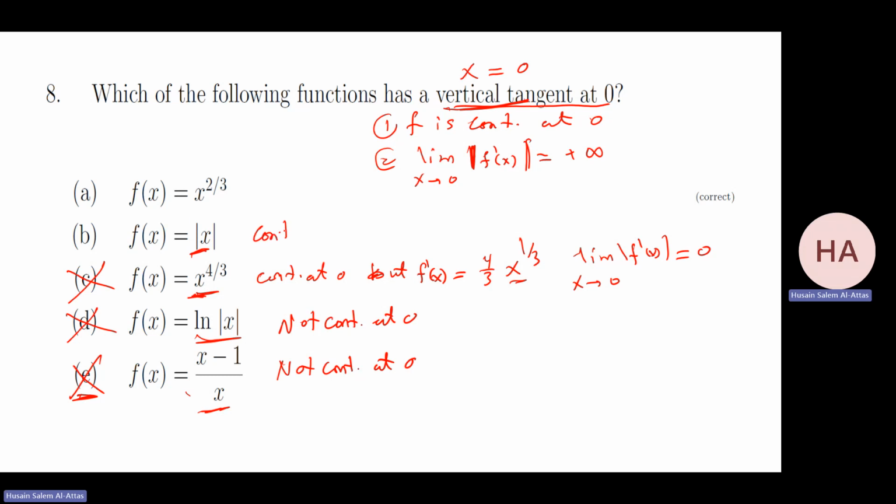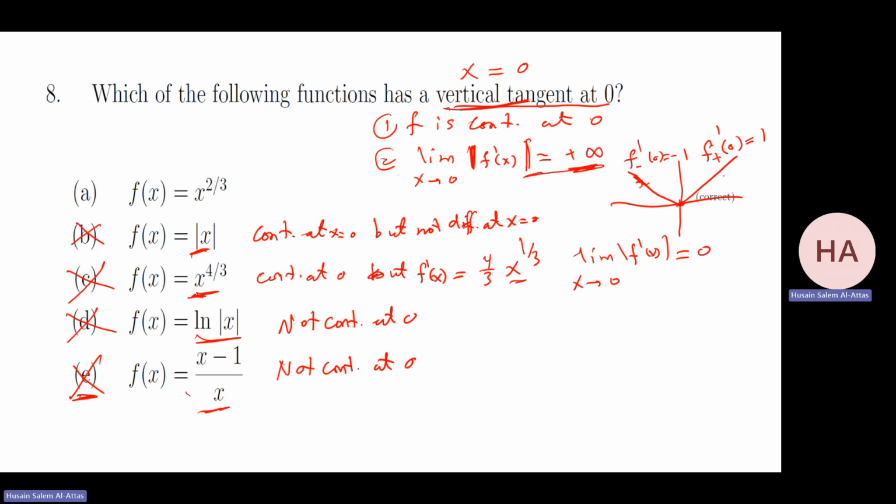Continuous at 0? Yes, continuous at x equals 0. But not differentiable at x equals 0, not because it goes to infinity, but not differentiable because the limit of the derivative f prime from the left will be different than f prime from the right. And here f prime right at 0 is 1, and f prime left at 0 equals minus 1. So they are not the same. So this condition is not satisfied. So this is out of the picture.